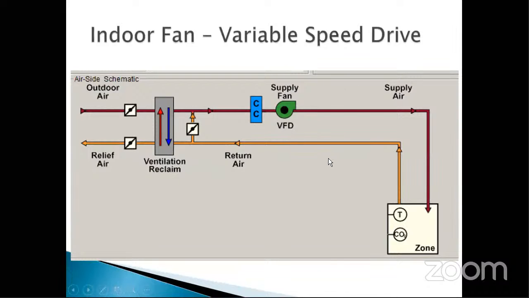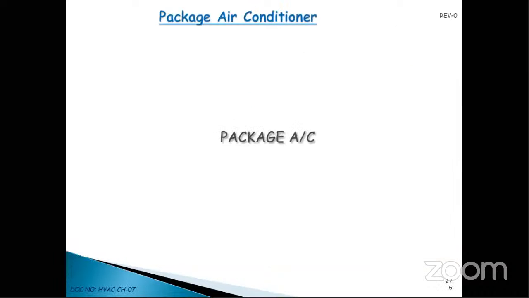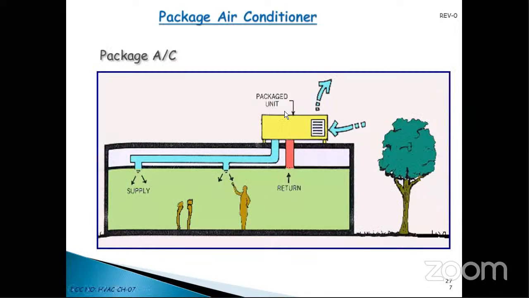So till now we have covered window AC, split AC, and we have also seen how a ductable split AC would look. Now the third type of air conditioner is package AC. Now package air conditioners have all the components that a typical window AC would have. It has a compressor, condenser, expansion device, and an evaporator coil, all packed in a box. So the name package implies that it has all components packed in a box.